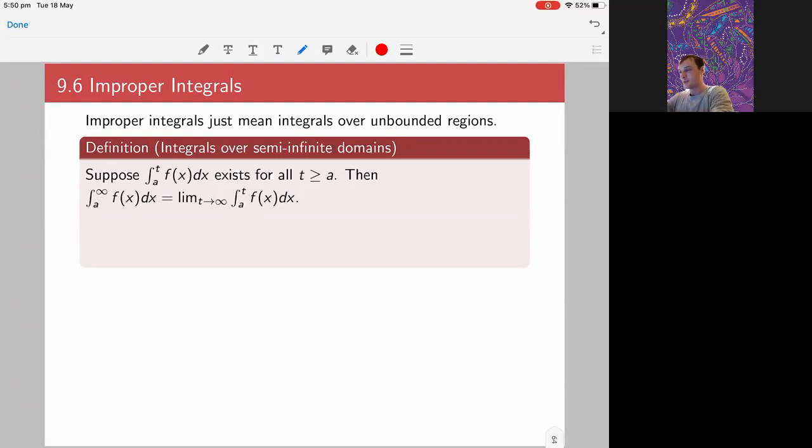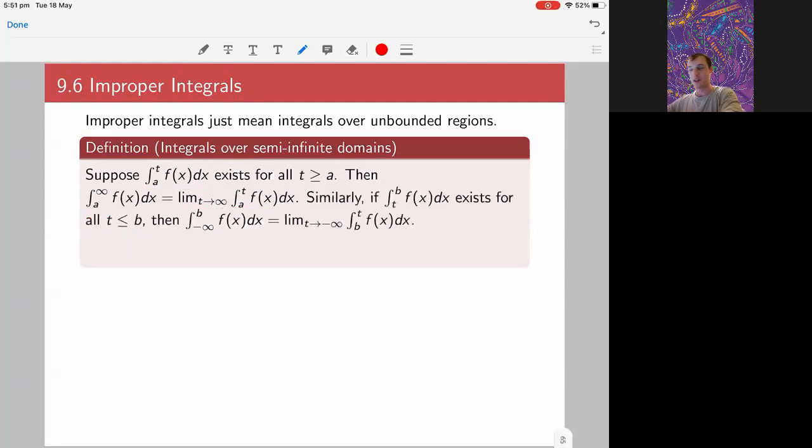Let's suppose that you've got a single variable integral, so that if you integrate from a up to t, then this always exists whenever t is bigger than a. Then the question is, what do we mean by the integral of f of x dx from a up to infinity? Well, that means we take this integral from a up to t and simply take the limit as t goes to infinity. Because if we take t to infinity, we know we're getting all of the area that we need to include.